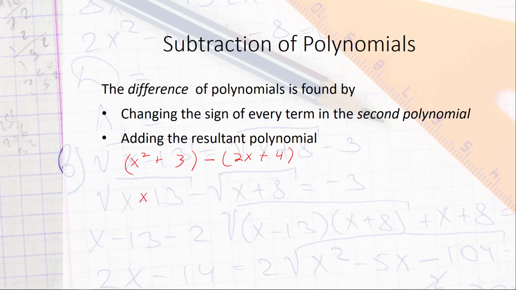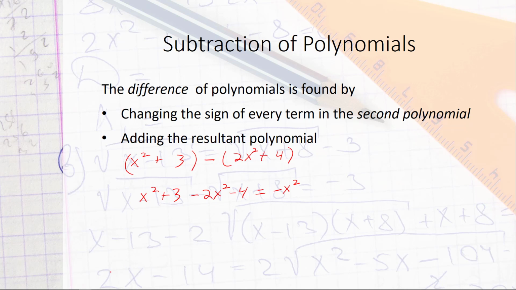So that's going to be x squared plus 3. Now I'm changing the sign of the 2x here. That's going to give me minus 2x minus 4. I'm sorry, this should be 2x squared. I apologize. And now I can combine terms. X squared minus 2x squared is negative x squared.